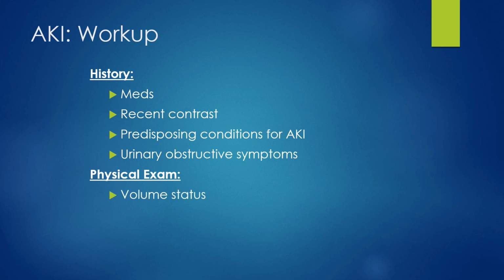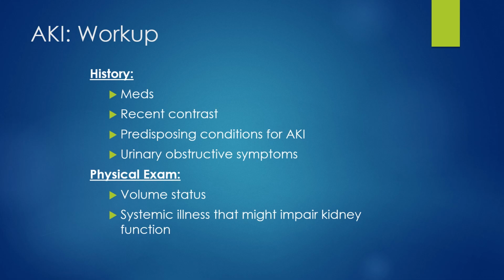Physical exam, you need to look at their volume status. Do they have peripheral edema or rales in their lungs? Do they have any systemic illness that might impair their kidney function, such as sepsis or DKA? Do they have any evidence of urinary obstruction? Just like in history, on physical exam, they may be tender over their bladder or have CVA tenderness or something that might indicate an infection.